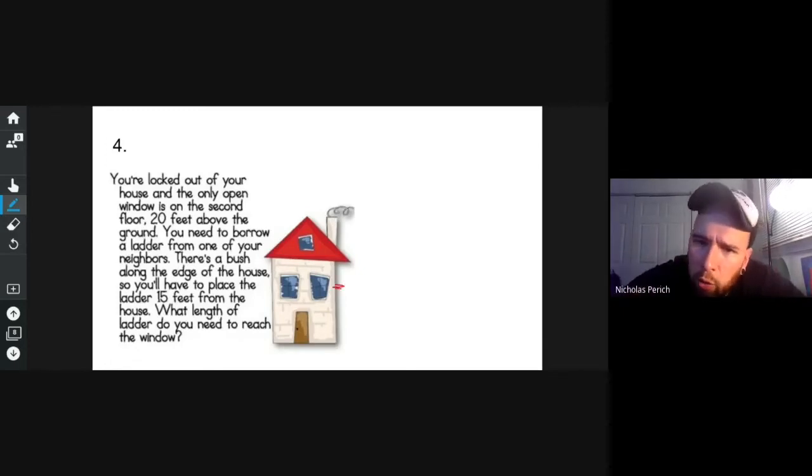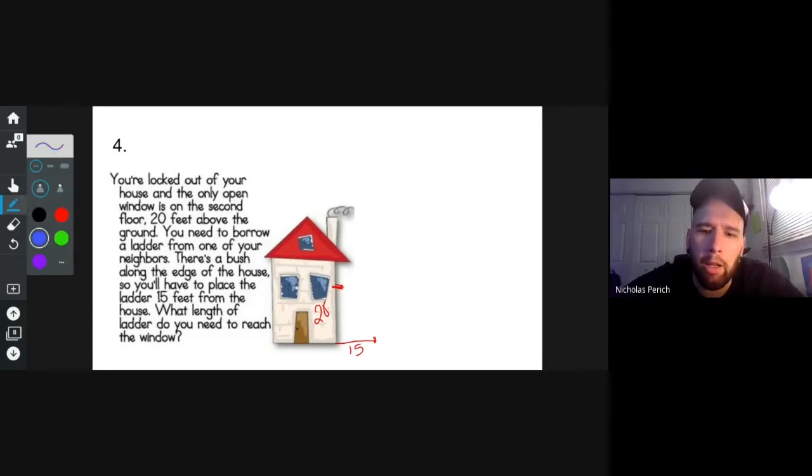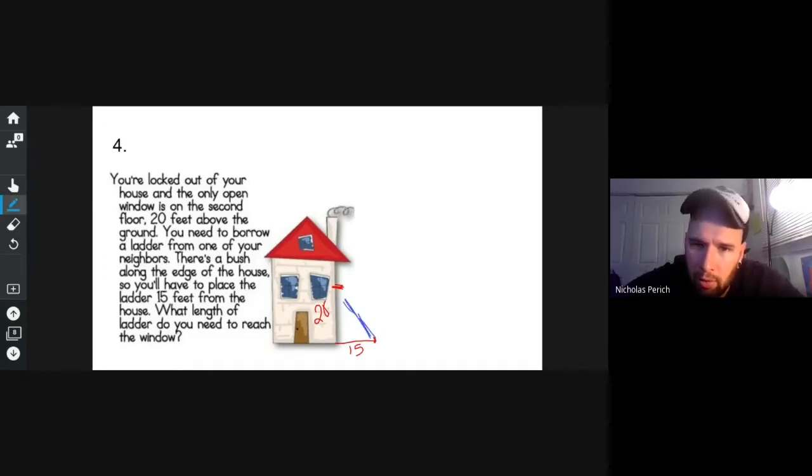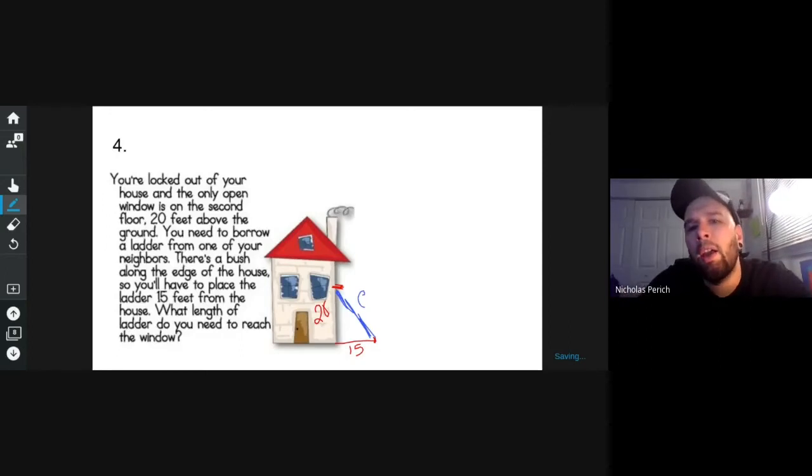from the house. Okay, so up here, this ladder is 20 feet up in the air. There's a bush over here that's 15 feet away. What length of ladder do you need to reach the window? Finally, we get a nice answer. Finally. I have to find that. I'm going to call it C. Why? Because it's the longest side of a right triangle.